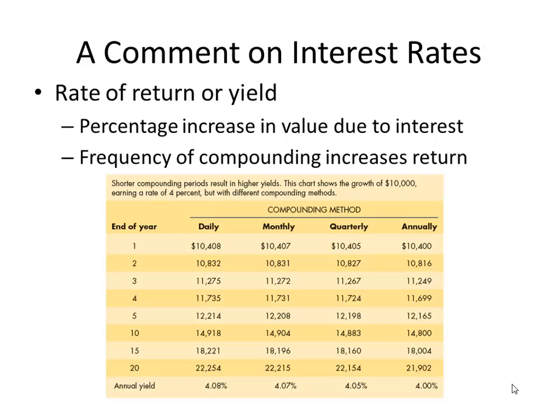One other comment I want to make on interest rates. This is discussed in the book. I do want to stress to you that this is important. Different institutions quote their interest rates differently. Okay, so this table is directly from the book.